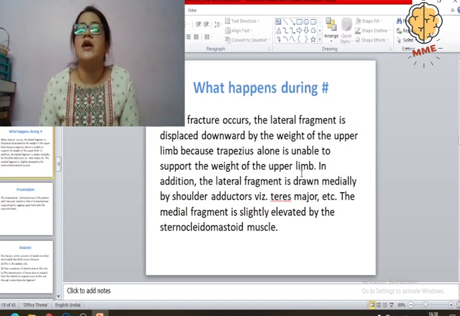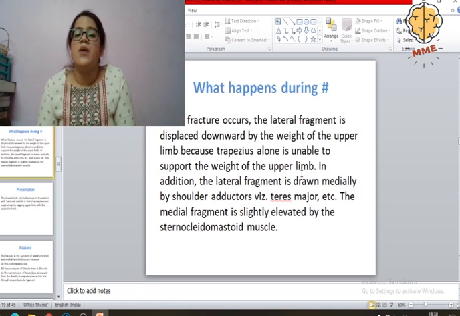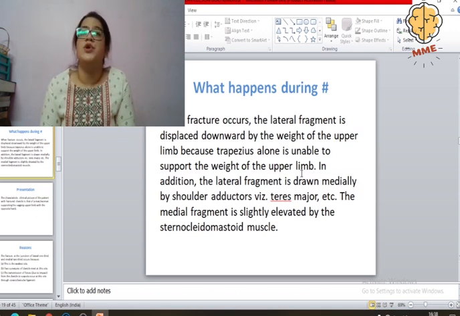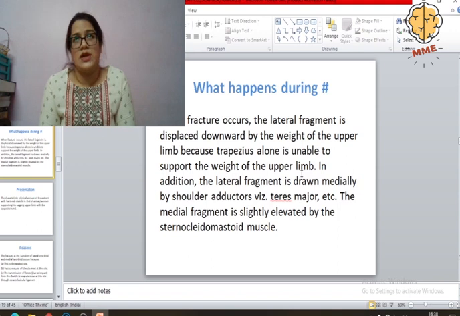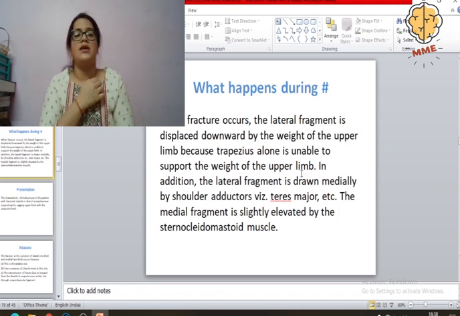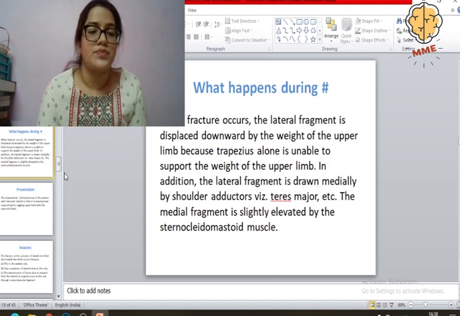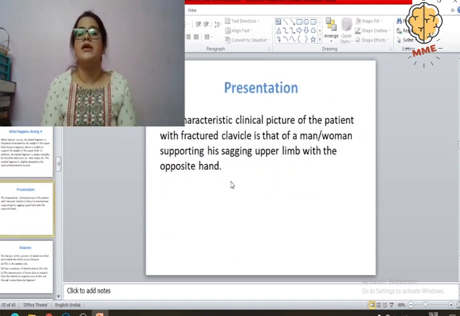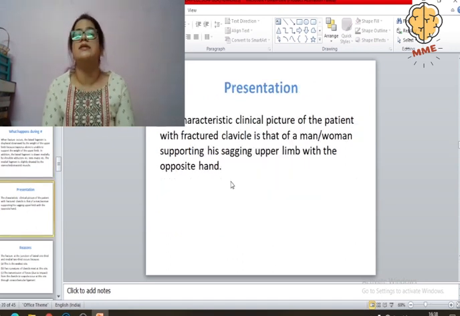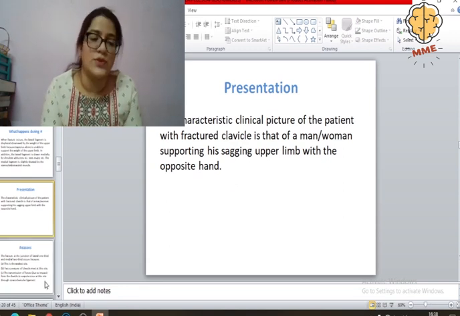So the lateral fragment is not only displaced downwards but also drawn medially by the shoulder adductors. And what are they? The teres major muscle. I mean, this is the major adductor. The medial fragment is slightly elevated by the sternocleidomastoid muscle, because obviously this will take the upper hand now, so this will pull. So this is how the limb will appear. Presentation: the characteristic clinical picture of the patient with fractured clavicle is that of a man or woman supporting his sagging upper limb with the opposite hand.